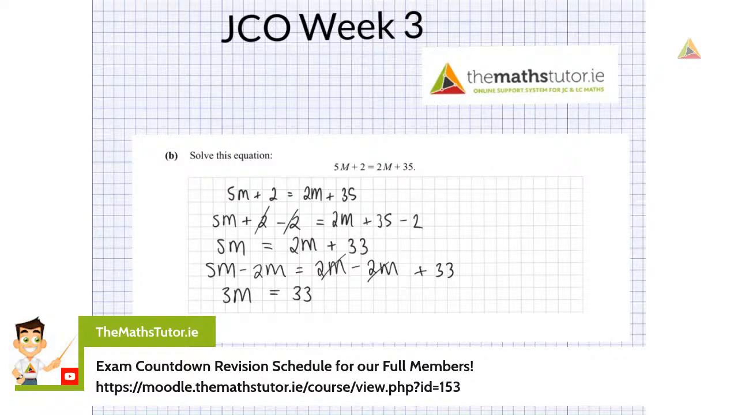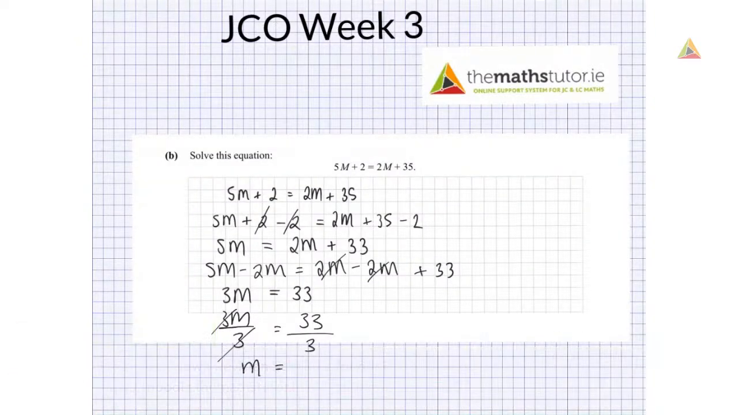Now, we need to get rid of the 3. The way we get rid of the 3 is to divide by 3. If we're dividing by 3 on this side, we divide by 3 on this side. So it's 3m over 3 is equal to 33 over 3. 3 divided by 3 is 1, so you're left with m is equal to 33 divided by 3, which is 11.